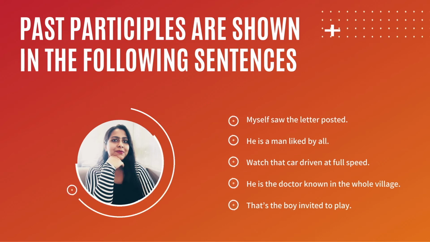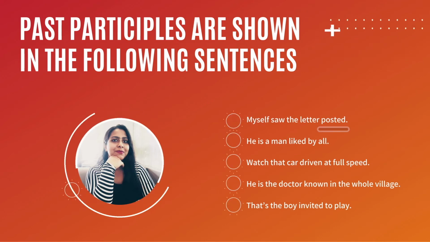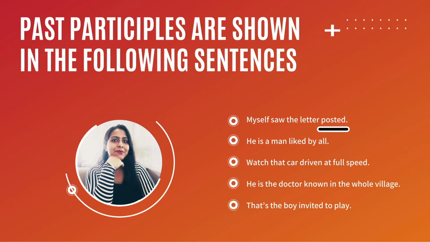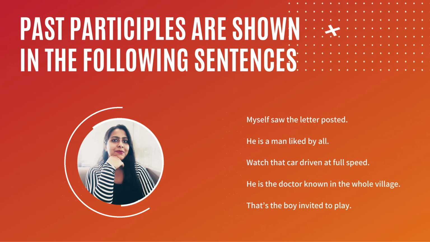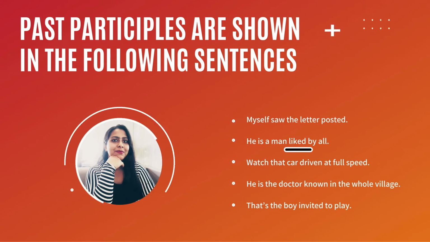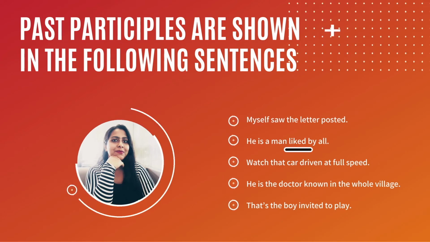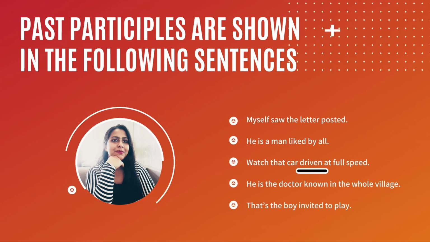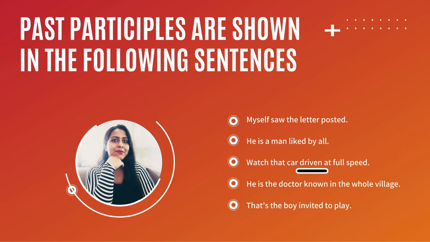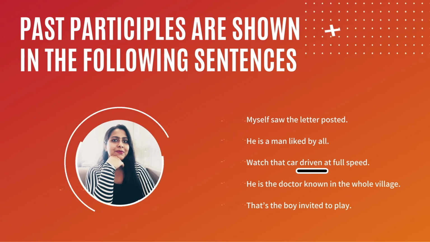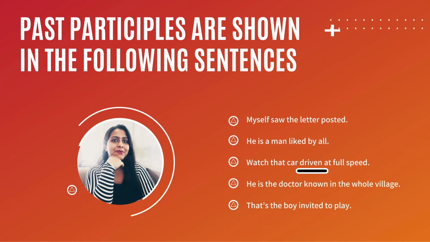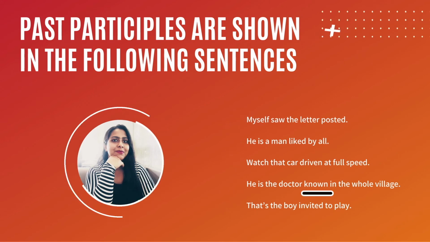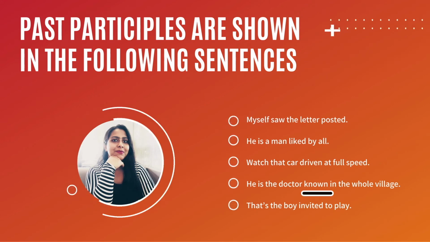Like, I saw myself the letter posted. The letter posted. By adding ed, I have made the word posted. He is a man liked by all. I have just added a d to the verb like. Watch that car driven at full speed. Drive, driven. Only n is added to the verb drive. He is the doctor known in the whole village. Know, known.